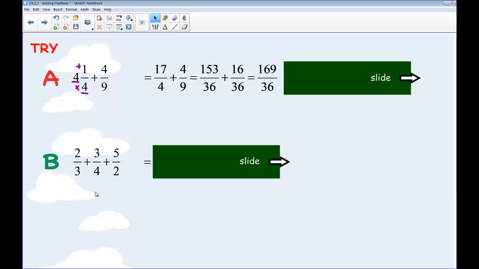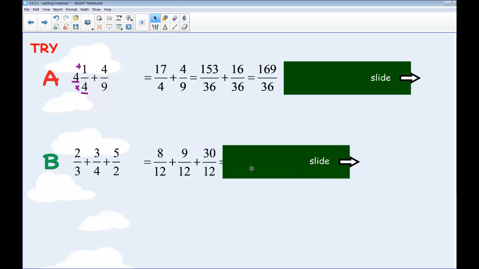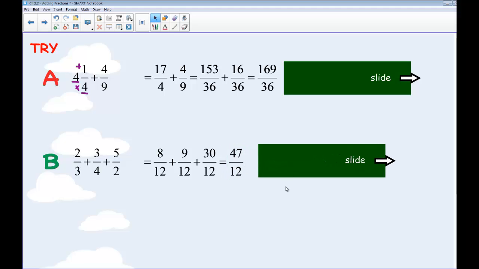Now in question B, we have 3 fractions, and all 3 fractions have different denominators. So we need to look for an LCD that is shared between all 3 of the fractions. So between a 3, 4, and a 2, the lowest common denominator would be 12. So we need to write the common denominator as 12 and write the equivalent fractions for each of these original fractions. So we've got 8 over 12 plus 9 over 12 plus 30 over 12. And then of course, just like we did before, we add the numerators together. The denominator stays the same. So we get 47 over 12, which doesn't reduce. So there's our final answer.